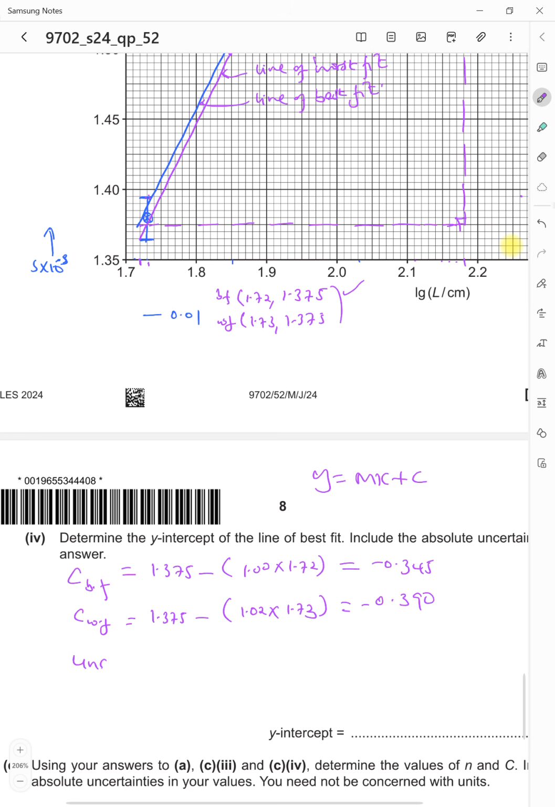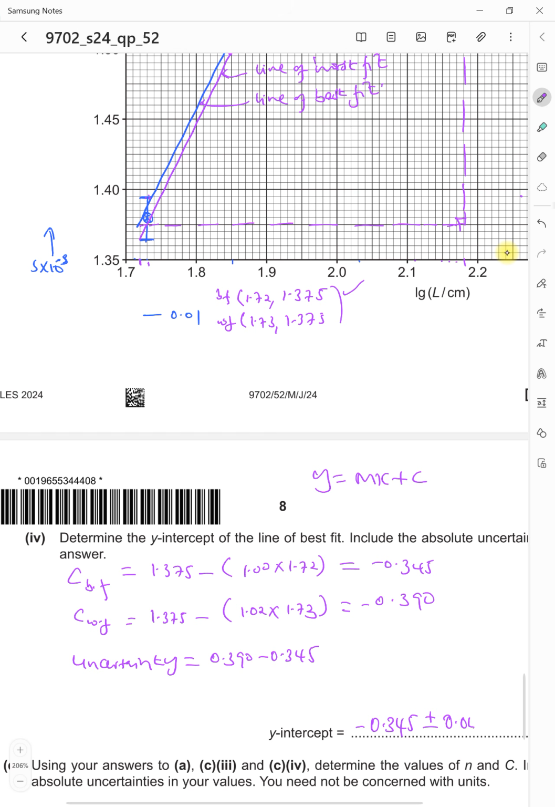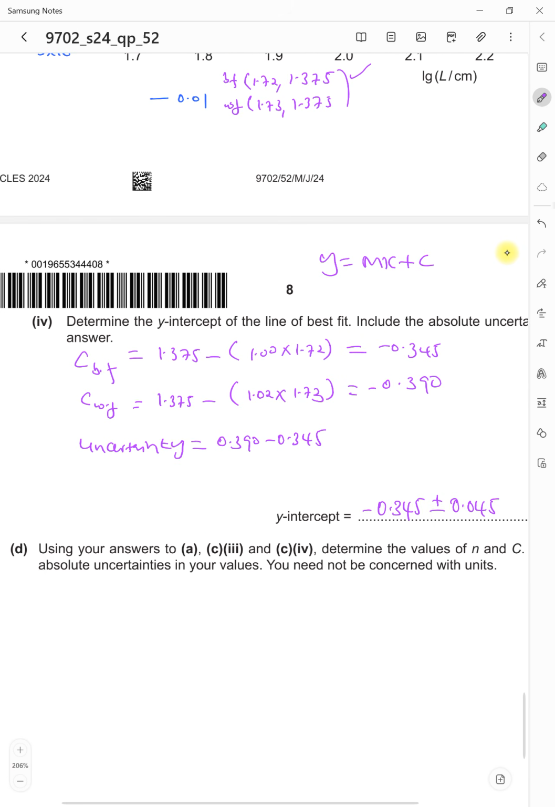So that means the uncertainty, I'll just subtract. I'll just say 0.390 minus 0.345. I ignore the negative because I know the uncertainty is going to be plus or minus. So I'll check the difference. 0.39 minus 0.345. So that is 0.045. So that is plus or minus 0.045.